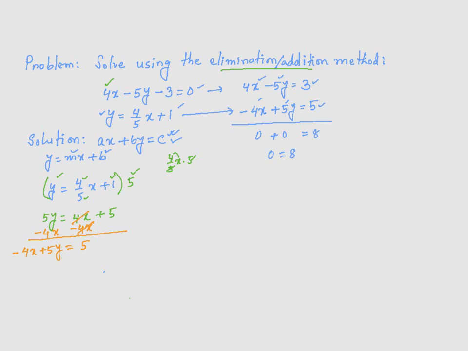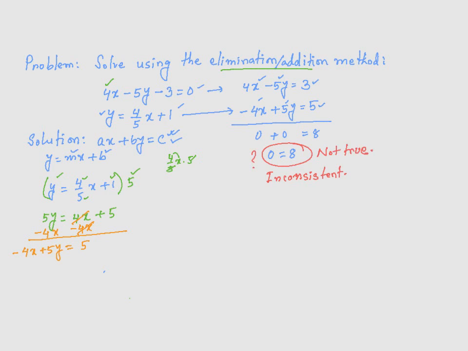We have a problem here. We are getting something inconsistent. So this is inconsistent. That means this is not true, because obviously 0 is not equal to 8.